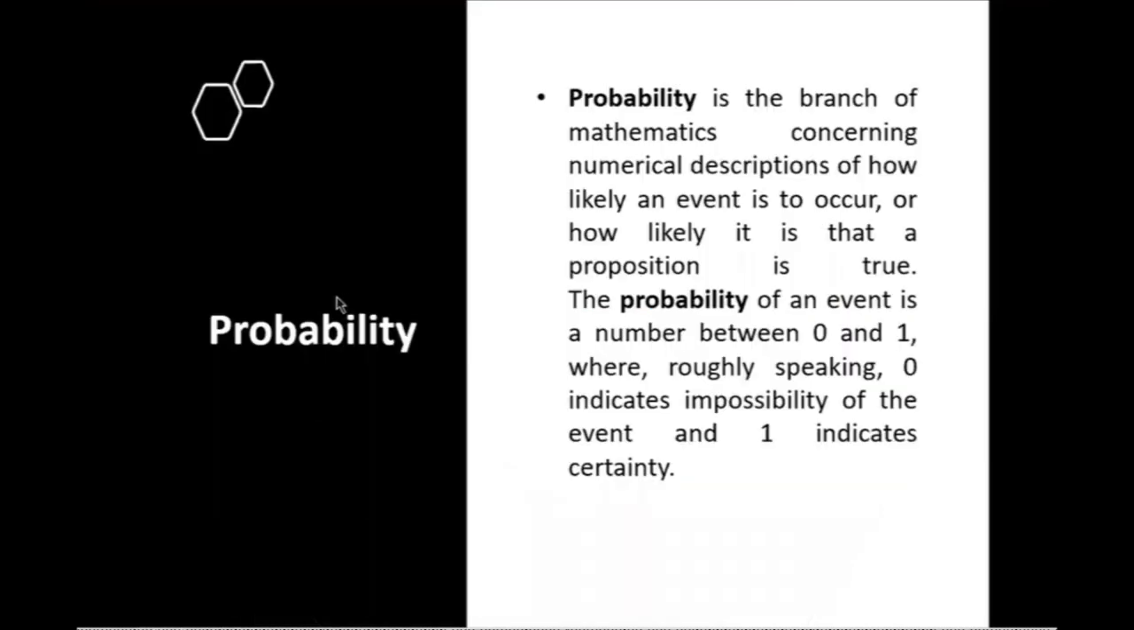Probability is the branch of mathematics concerning the numerical descriptions of how likely an event is to occur or how likely it is that a proposition is true. The probability of an event is a number between 0 and 1, where, roughly speaking, 0 indicates impossibility of the event and 1 indicates certainty.